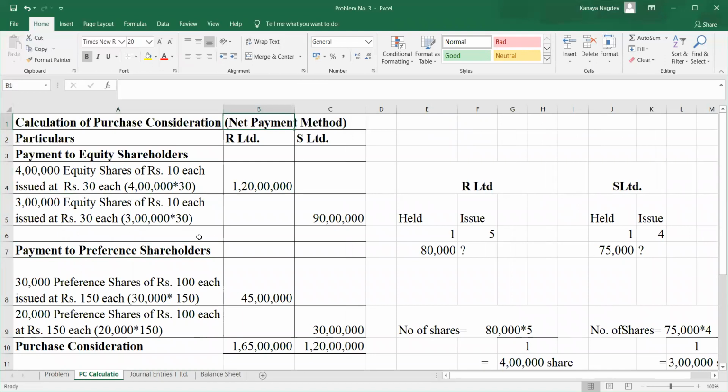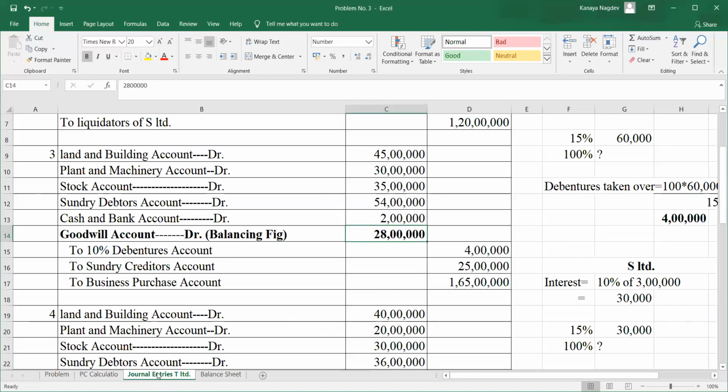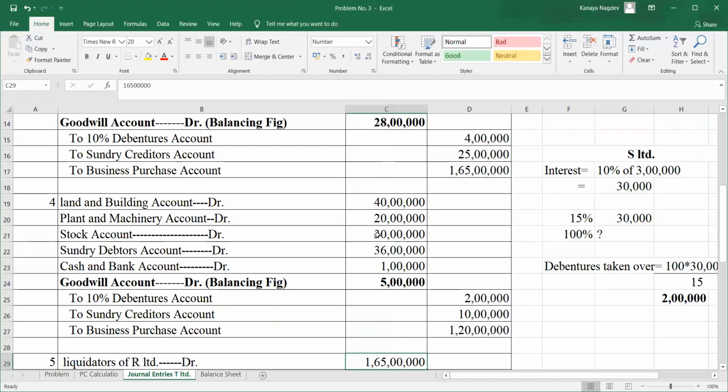So in that case, there is a possibility that while incorporating assets and liabilities, we may have a goodwill or we may have a capital reserve. The same entry we are supposed to pass for S Limited also. All the assets are incorporated. 10% debentures are now taken at 2 lakh rather than 3 lakh. It was 3 lakh actually, but they are taken over at 2 lakh because they want to maintain the same amount of interest, but the percentage of interest will be 15%.